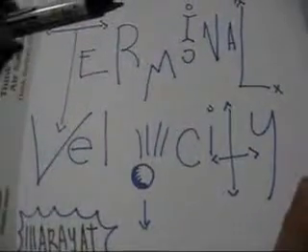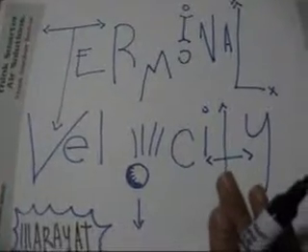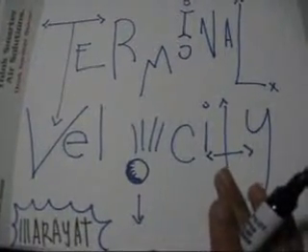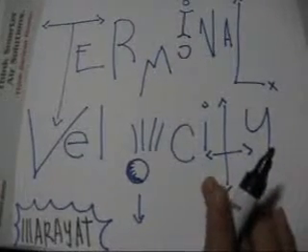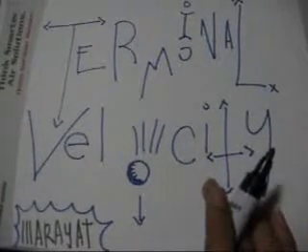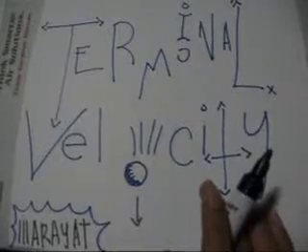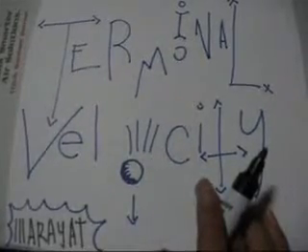Terminal velocity is the condition where resistance or friction is present while the pull of gravity is also present in the free fall motion of an object.